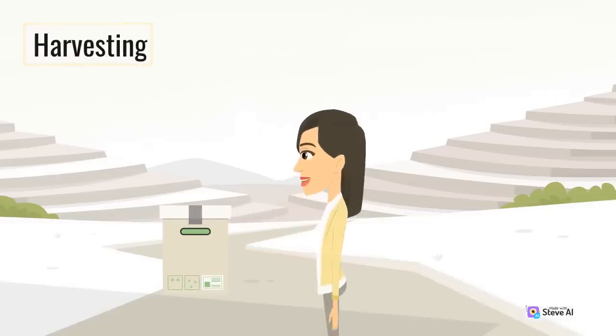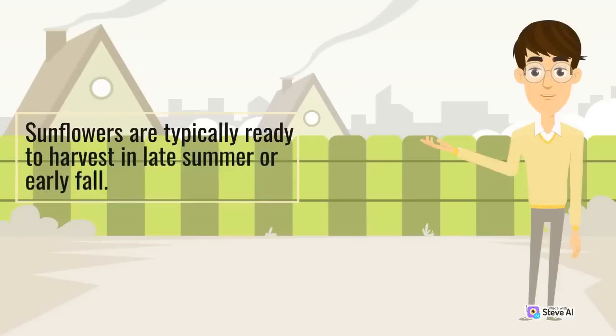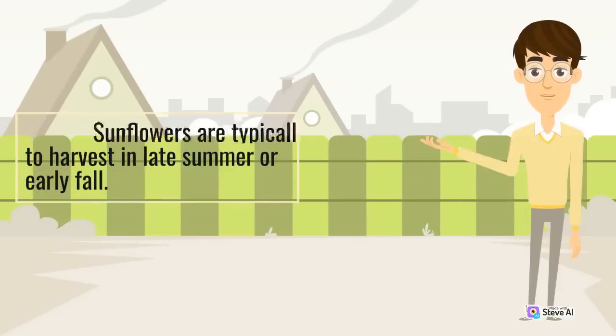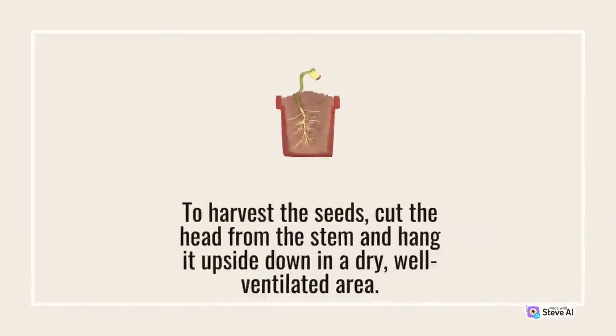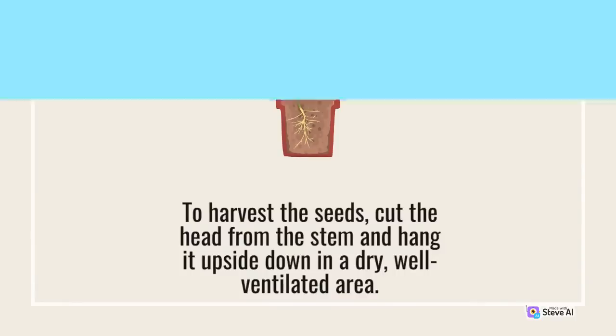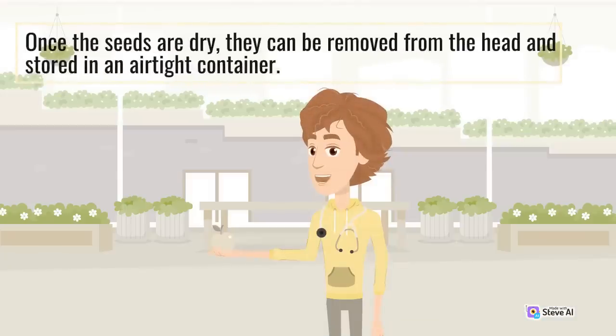Harvesting. Sunflowers are typically ready to harvest in late summer or early fall. The seeds are mature when the petals have wilted and the back of the flower head turns yellow. To harvest the seeds, cut the head from the stem and hang it upside down in a dry, well-ventilated area. Once the seeds are dry, they can be removed from the head and stored in an airtight container.